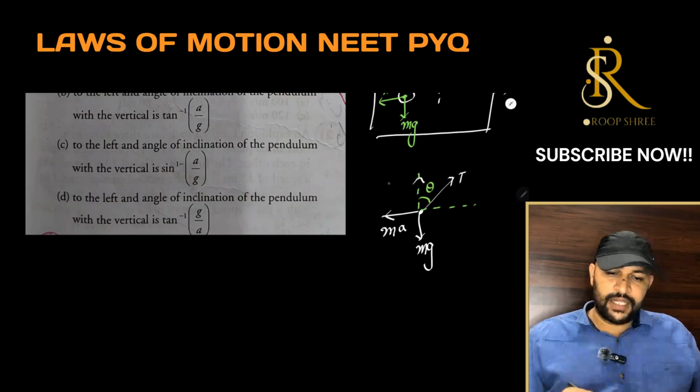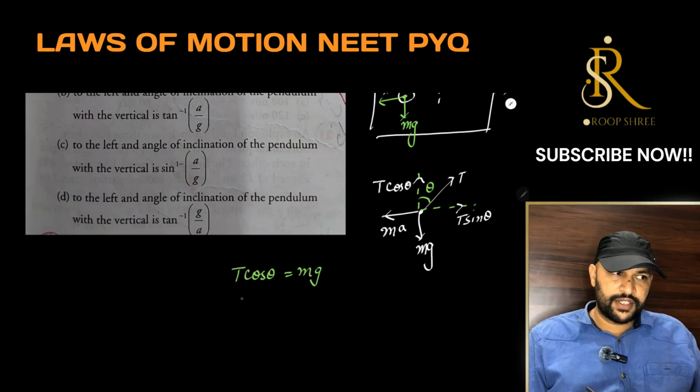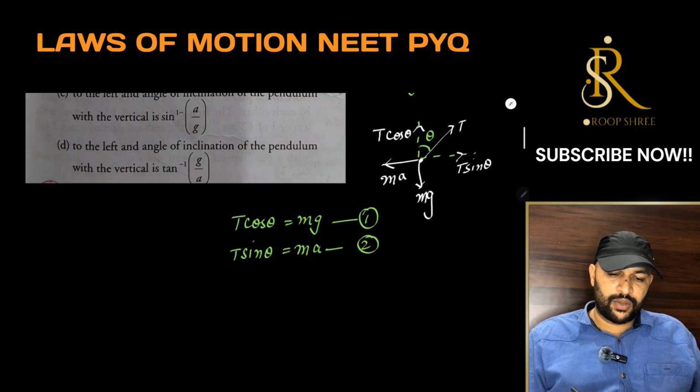Now let's split our tension force. It will be T cos theta upward in direction, right? And T sin theta on the right hand side. We can split it. Now T cos theta is equalized by the weight, which is mg, and T sin theta, that is equalized by the pseudo force ma. This is equation 1 and this is our equation 2. Let's divide equation 2 with equation 1.